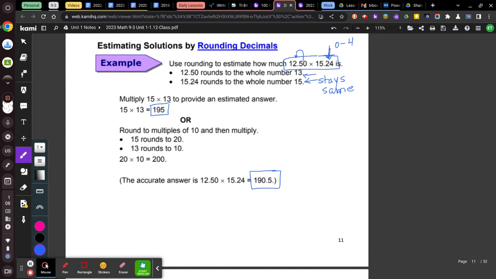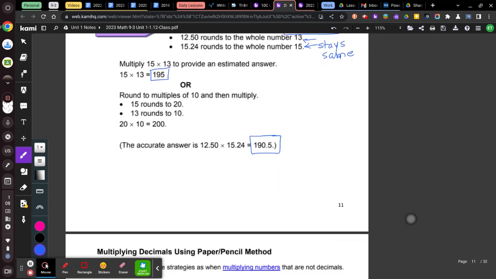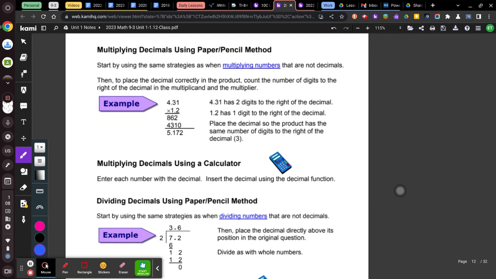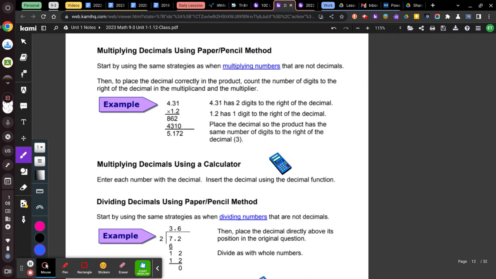Okay, so now if I was going to multiply these numbers, let's take a look. We're going to do the pencil and paper method on the next page. So, last page of notes, pencil and paper method. How do we do it if we don't have a calculator? Well, we have to do it a specific way. We count the number of decimal places.